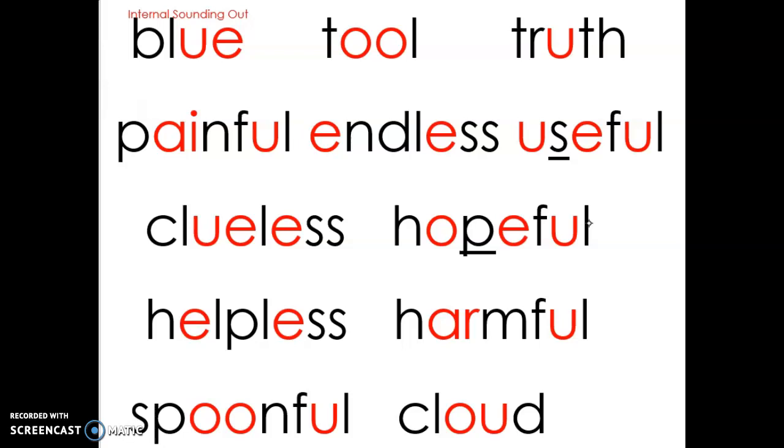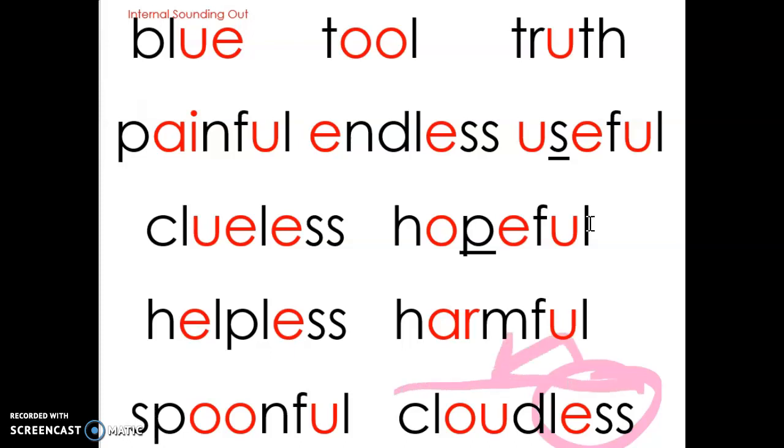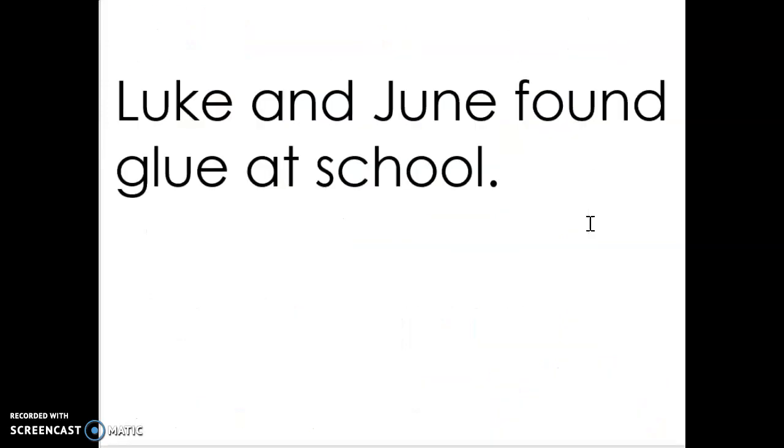And then last one, think. Say. The word is cloud. Add our suffix less at the end, and we have the word cloudless. That means without clouds. So if you look up in the sky and there's no clouds, you would say the sky is cloudless. Okay, we have some sentences. We're going to read each word and then we'll read the sentence together. First one, think.